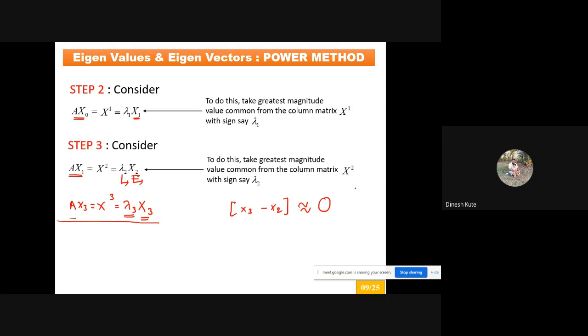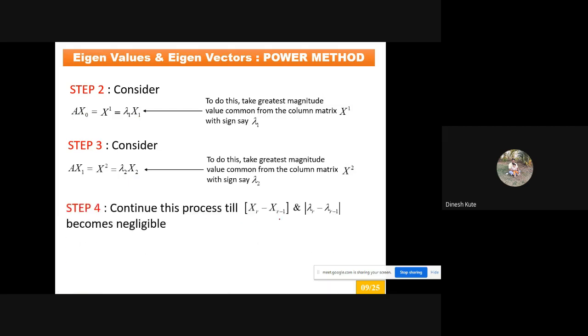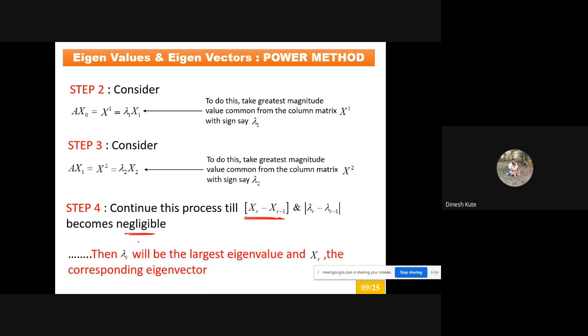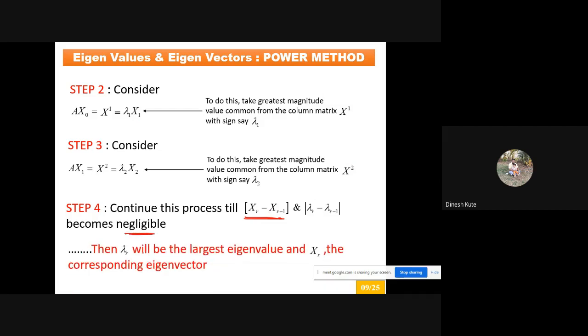So you have to continue this iteration until the difference of the last two iterations is negligible. And if this difference is negligible, whatever the last iteration is, the corresponding lambda and the corresponding x are your largest eigenvalue and the corresponding largest eigenvector. So that gives you the largest eigenvalue lambda r and the largest eigenvector to be xr.